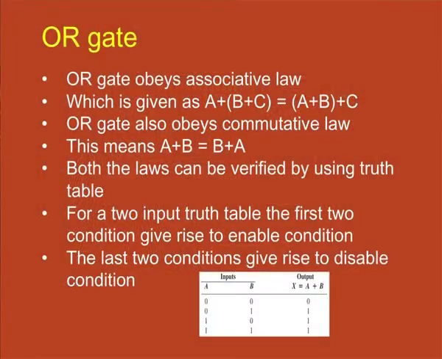So, OR gate, like AND gate, also obeys associative law and commutative law, and that is A plus (B plus C) is equal to (A plus B) plus C, which defines the associative law, and the commutative law can be represented as A plus B is equal to B plus A. And here also both the laws can be verified by using truth table. For a 2 input truth table, the first two conditions give rise to enable condition and the last two conditions give rise to disable condition.